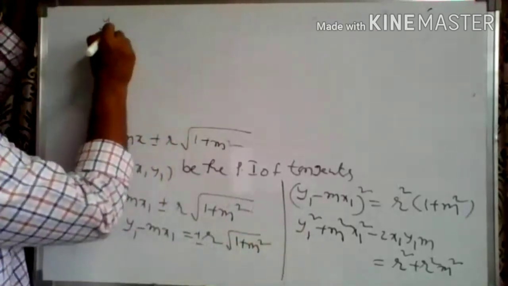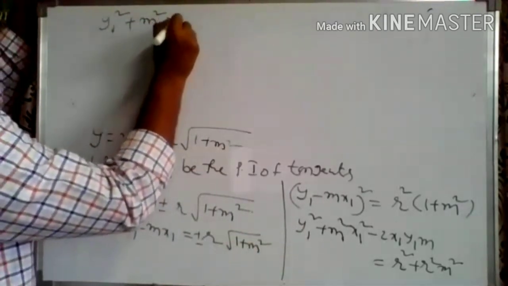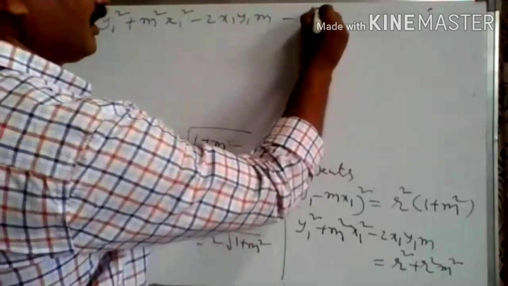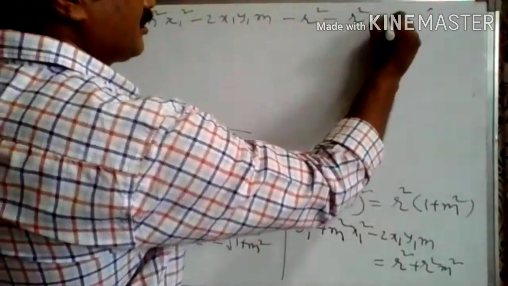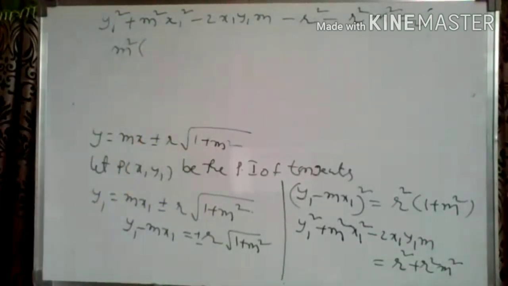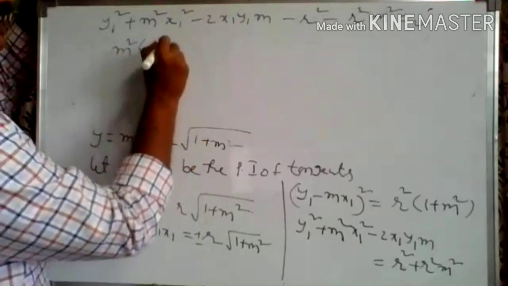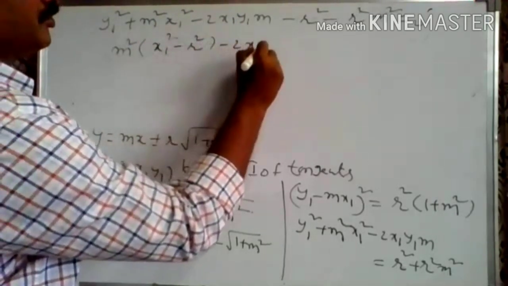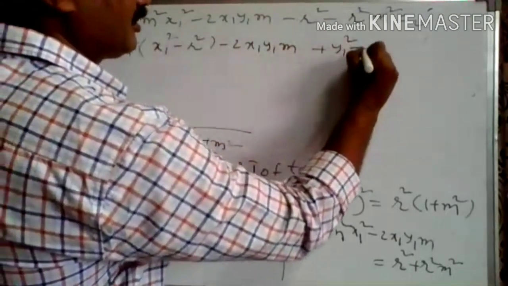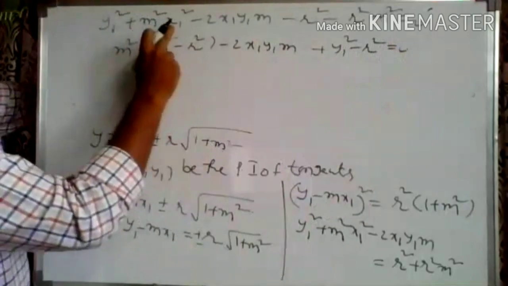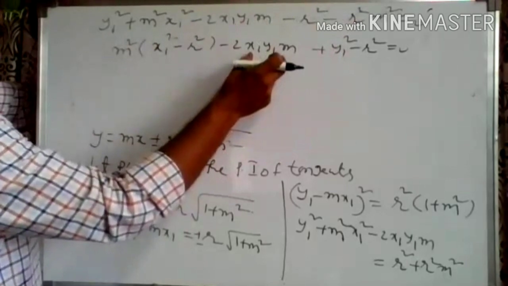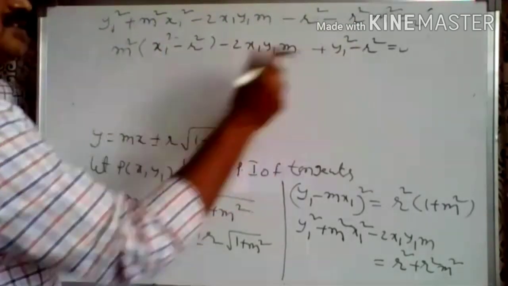y1 square plus m square x1 square minus 2 x1 y1 into m minus r square m square is equal to 0. Taking m square common, m square into (x1 square minus r square) minus 2 x1 y1 into m plus y1 square minus r square is equal to 0. Students, m square x1 square minus r square m square, common x1 square minus r square, minus 2 x1 y1 m, remaining value y1 square minus r square is equal to 0.